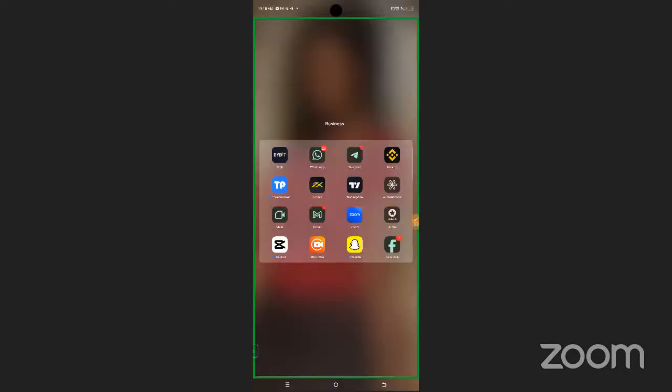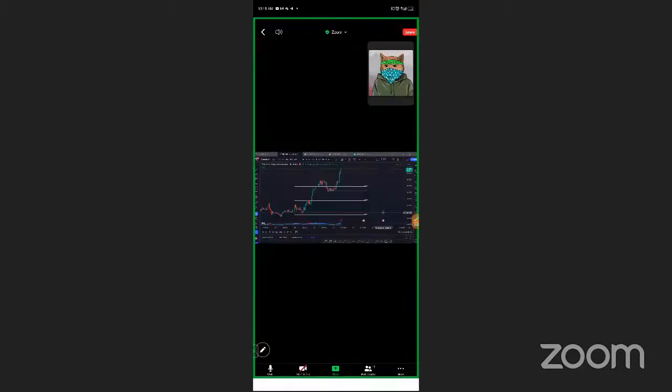Okay, so for the ADA, the 0.75, is it the same 60%? Yes, 60% TP.